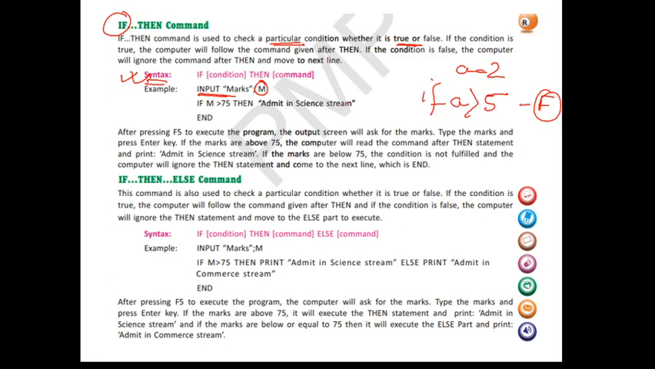print admit in science stream. So, this is for the higher class children. You know that the minimum percentage required for any child to take up science is 75. So if the marks are greater than 75, then what will be the output? The output will be admitted in science stream. And lastly, END IF. If anybody is not getting greater than 75, that means the program will directly stop there. Alright? Understood?